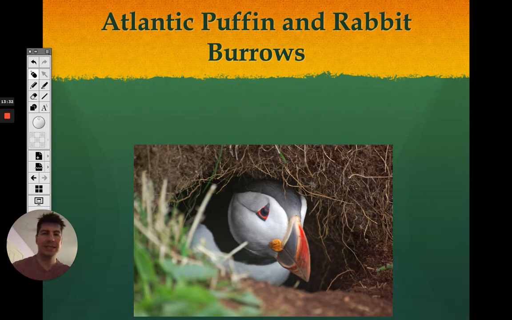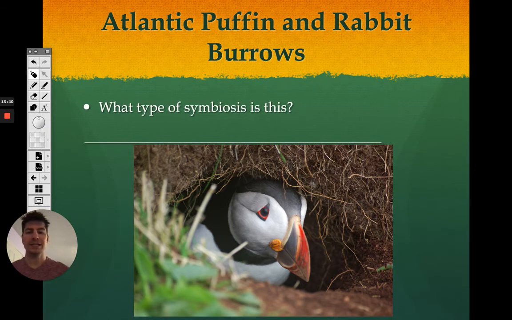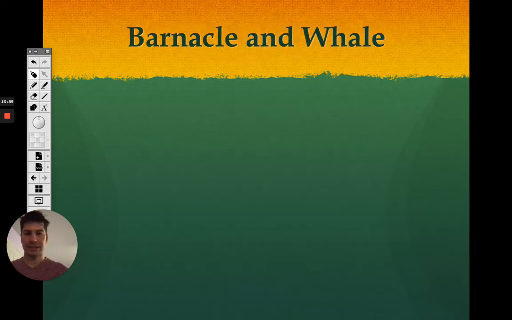Here is the puffin, and it will go into rabbit shelters, little holes that they make. But the cool thing is it does not go and take those holes away from the rabbit. What it will do is wait till they leave, and then once the rabbits have moved on, it'll take those empty ones. So this is commensalism because it's not harming the rabbits at all, and the puffin's getting a nice home.